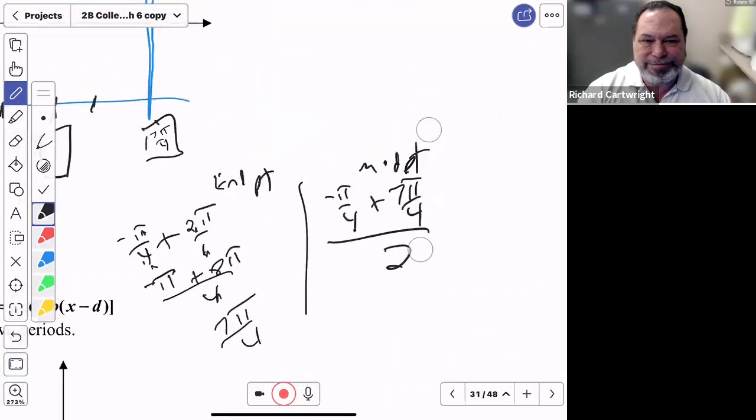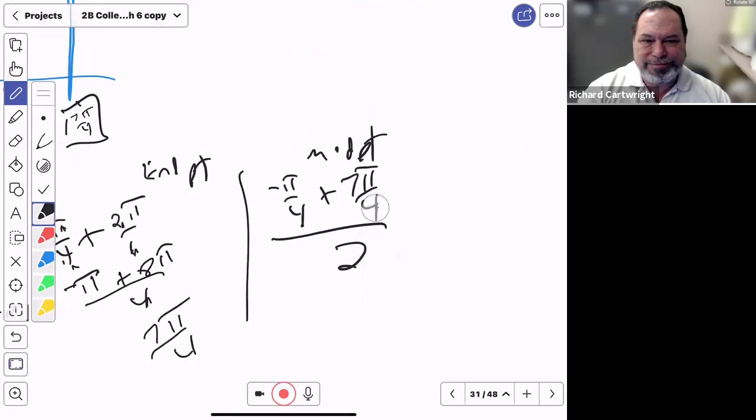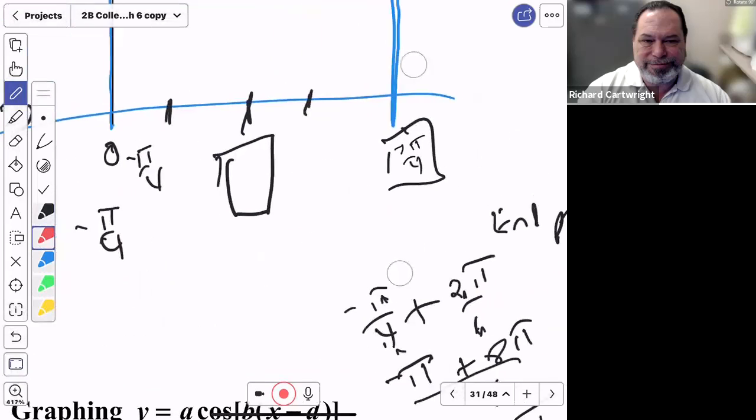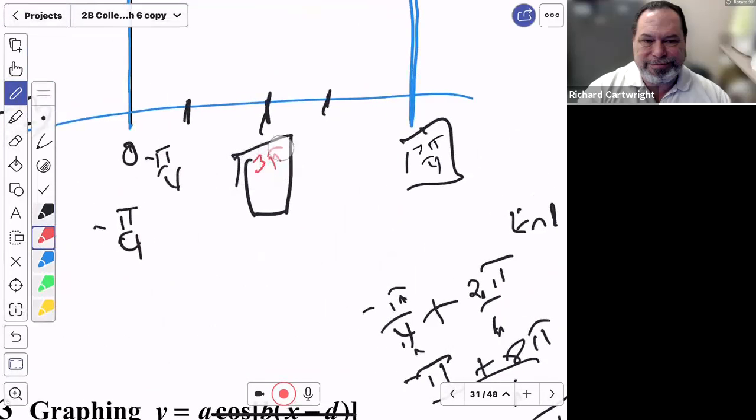Okay, last period, I was really dumb. I didn't notice that the denominators were the same, so it caused me to do extra work. Since I see the denominators are the same, negative 1 plus 7 is simply 6 pi over 4, but I'm dividing it by 2, so it really becomes 6 pi over 8. Reduce that, 3 pi over 4. So that's the midpoint, 3 pi over 4.